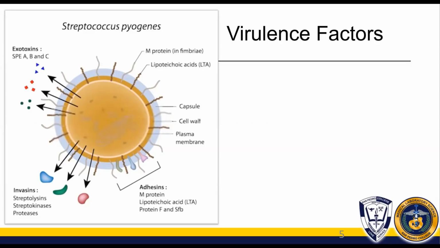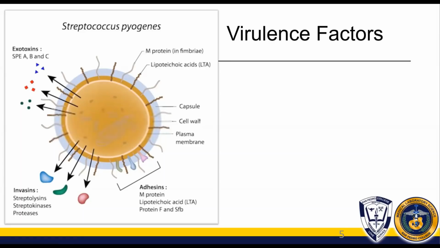These virulence factors are, for example, the M protein found in the fimbriae of the organism. The M protein, the fimbriae, will allow the organism to adhere to the epithelial lining, for example, in our respiratory tract or in our skin. The organism also has a capsule. The capsule will help to evade the phagocytic activity of our white blood cells.